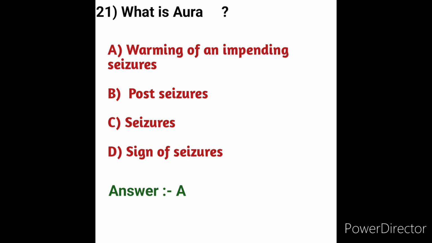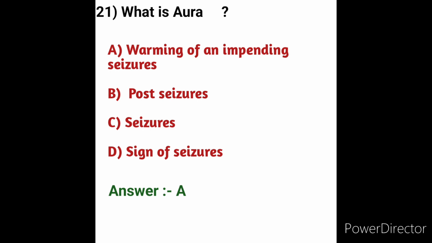Option A, warning of impending seizures. Option B, post seizures. Option C, seizures. Option D, sign of seizures. Aura involves physical sensations such as changes in brain activity, tingling and numbness of the hands, and also dizziness. So here, warning of impending seizures is the correct answer.